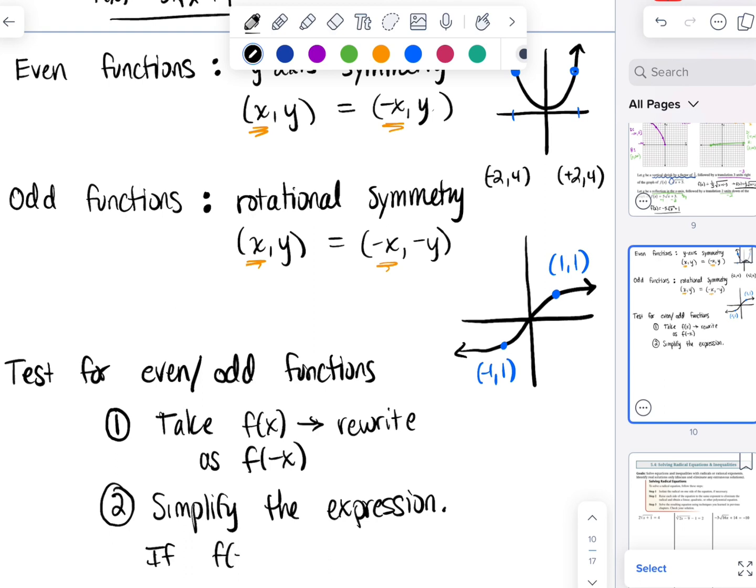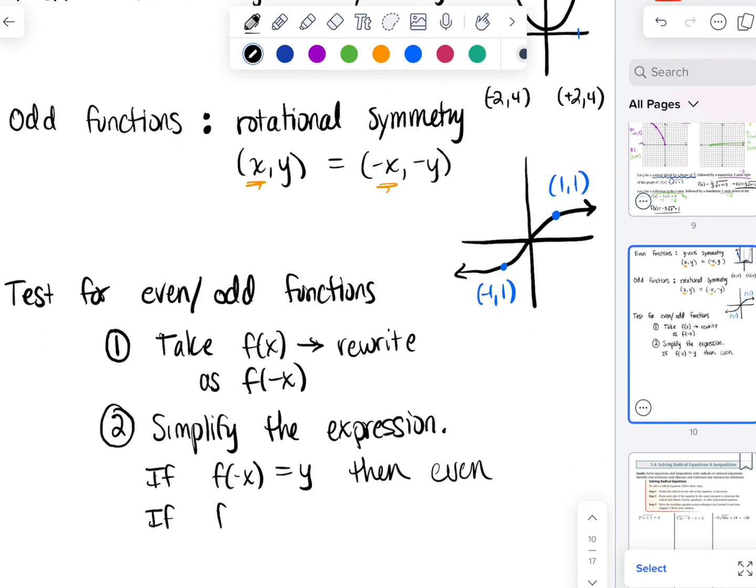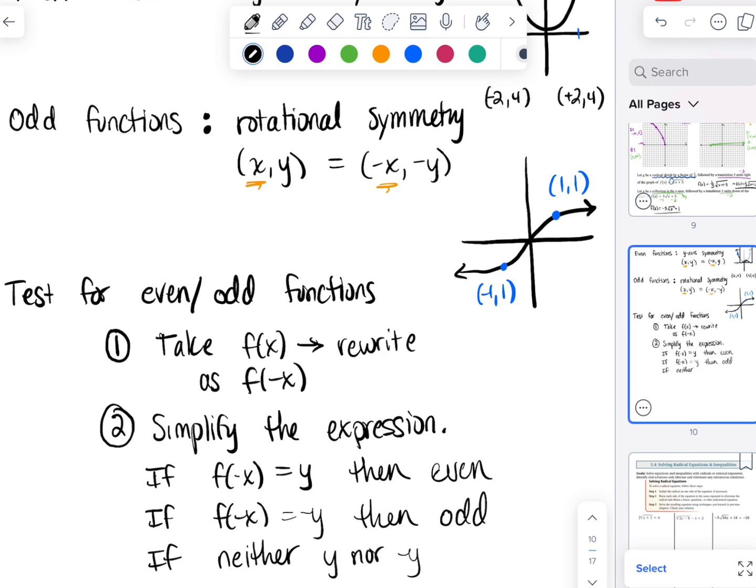If f of negative x equals y, then we're even. If f of negative x equals negative y, in other words, the opposite, then we are odd. If it's a combination, if neither y nor the opposite of y, then say neither.